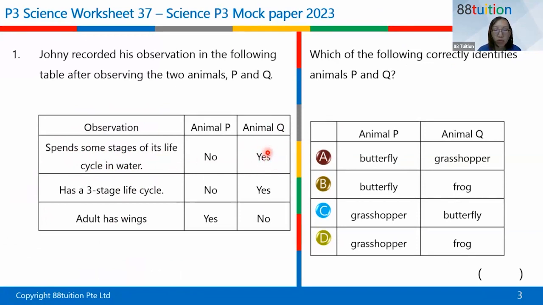Can everybody type in the chat, which animal is this in your syllabus? Which animals will spend some time in water? Especially, which animal lay eggs in water, in other words? Okay, which animal lay eggs in water? All right, can everybody type in the chat, which animal lay eggs in water?